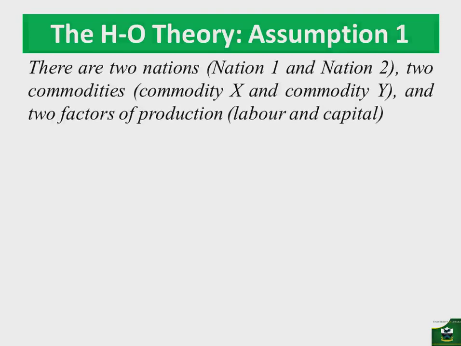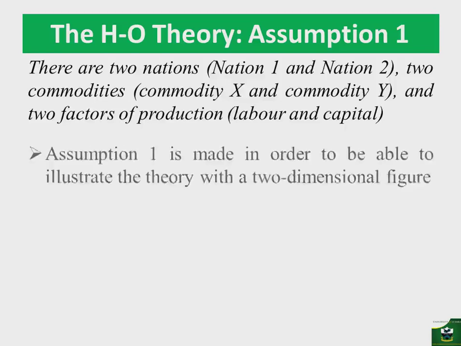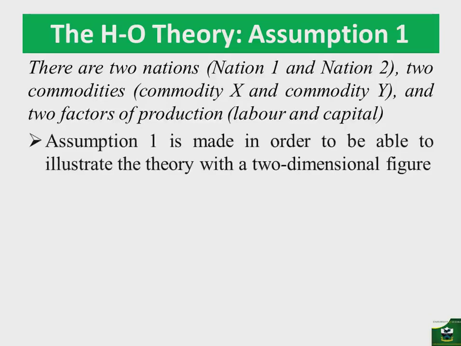The first assumption we make under this theorem is that there are two nations, nation 1 and nation 2. These two nations produce two commodities, commodity X and commodity Y. And in producing these two commodities, these two nations use two factors of production, that is, labor and capital. Now, assumption 1 is made in order to be able to illustrate the theory with a two-dimensional figure.